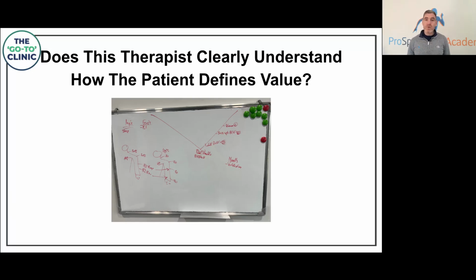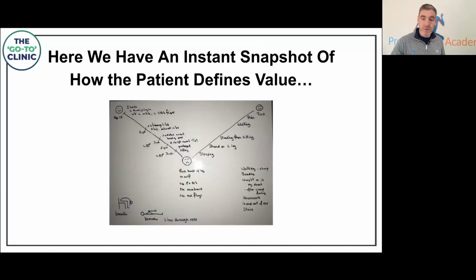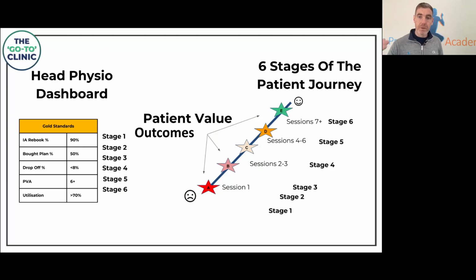But looking at that, you have got no idea how that patient lives their life, okay? Because it's not patient-defined value outcomes. With this patient, they want to sleep, they want to get up and down off the chair, walking stairs, and they're a runner. And I can tell that within a second of looking at their patient value outcomes. And that's the power of this, is we use the head physio dashboard. And in this scenario, it's the IA Rebook Rate, which is, we want to get that to 90%.